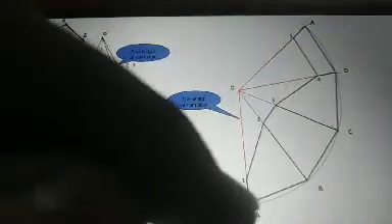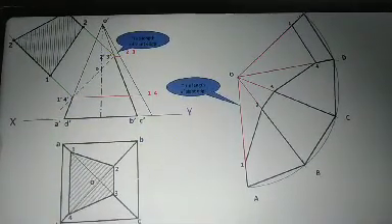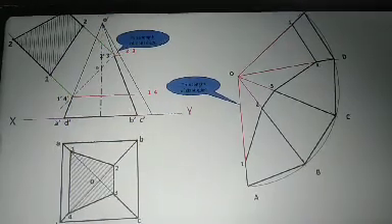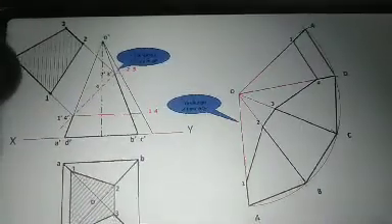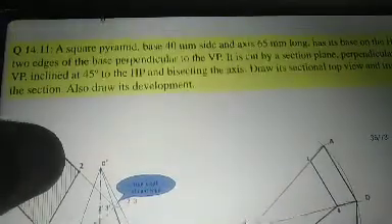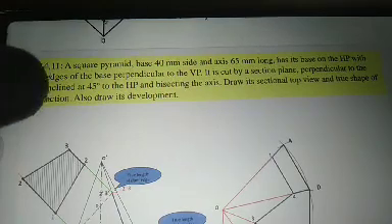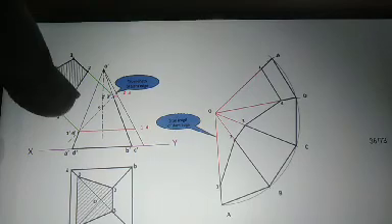By marking that arc, mark points A, B, C, D, A, which are equal to the side of the square pyramid, suppose 40 mm. A, B, C, D you will get, and develop the whole pyramid with the help of these slant edges. After that you have to mention the cutting edge which is given in this problem. It is cut by a section plane perpendicular to VP, inclined at 45 degrees to HP and bisecting the axis.